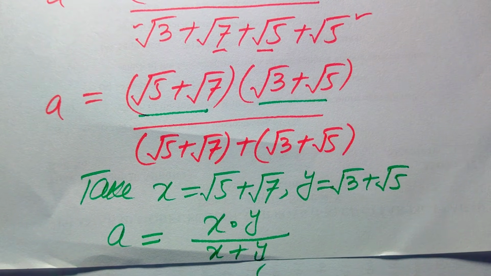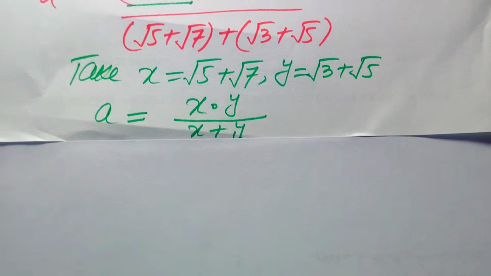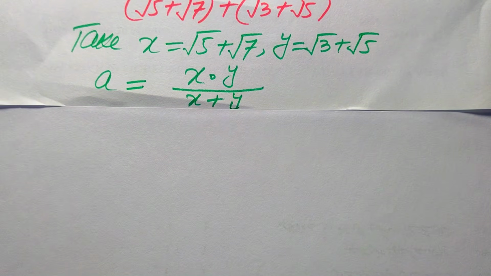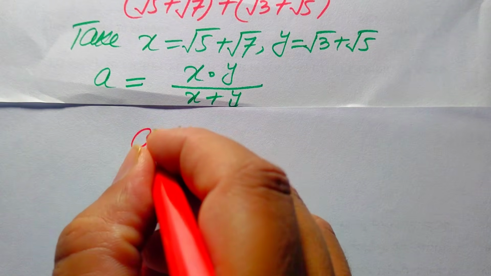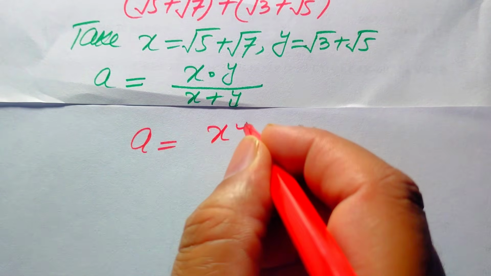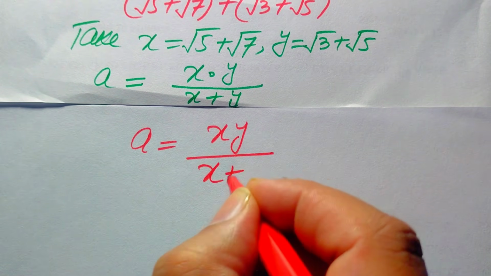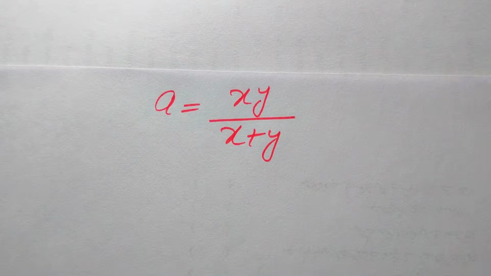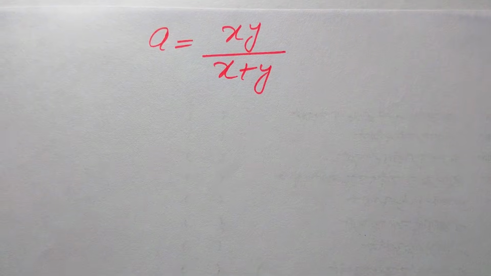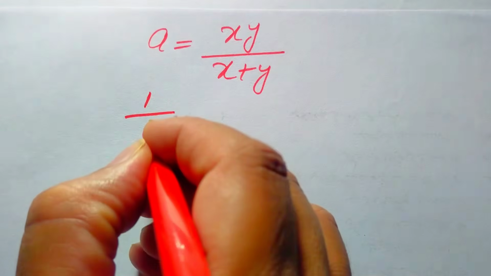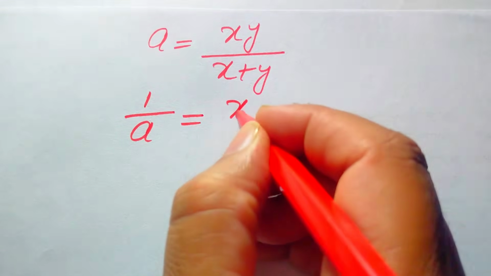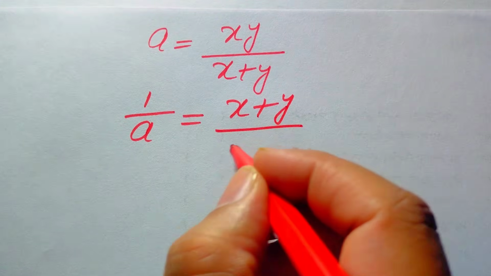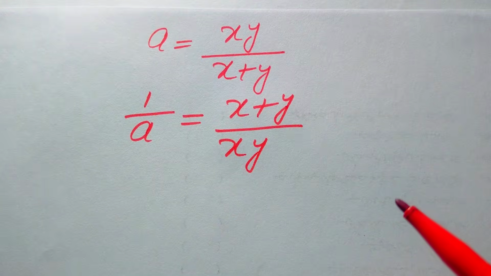So in the next step here we need more simplifications, and we just simplify these terms, and we get here our a is equal to xy multiplied by x plus y. So further, in the next step here we need to take the reciprocal on both of the sides, and when we take the reciprocal we get 1 over a equals x plus y divided by x times y.